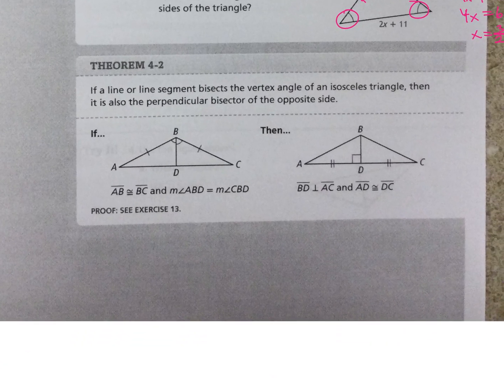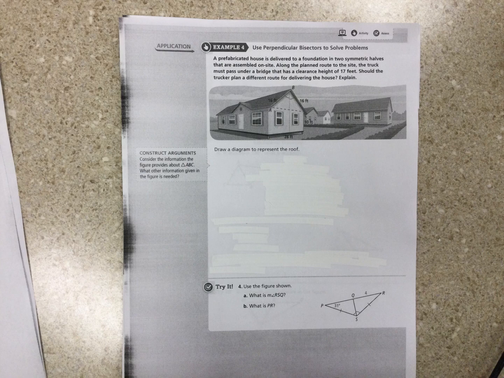This theorem: if a line or line segment bisects the vertex angle of an isosceles triangle, it is also the perpendicular bisector of the opposite side. So perpendicular bisector of the opposite side, okay? All right, so first thing I want you to do, actually, we're going to do this one in class. And we're going to do this one in class.